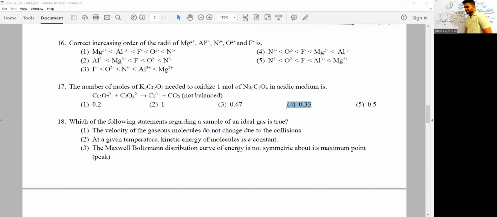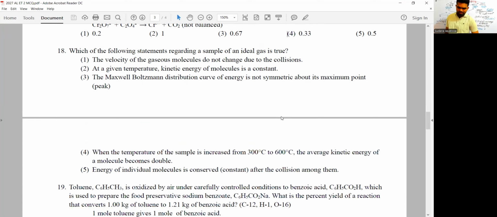Right, now let's go to the 18th question. It's about gases. Which of the following statements regarding a sample of an ideal gas is true? In earlier discussions, we got an idea about ideal gases. The gases that exist in real nature are called real gases, the actual gases. It's very difficult to do calculations for real gases.